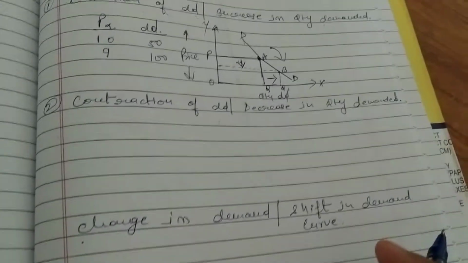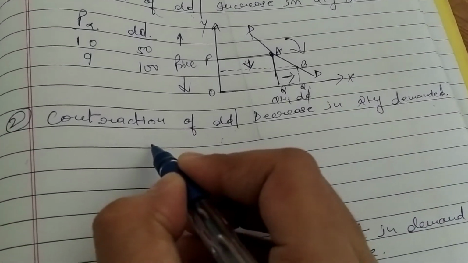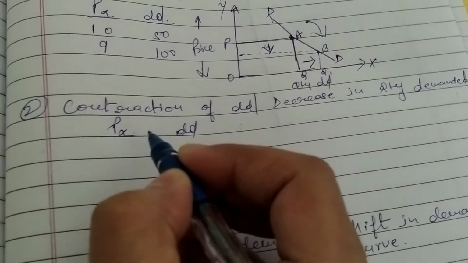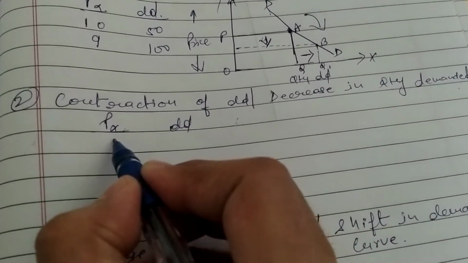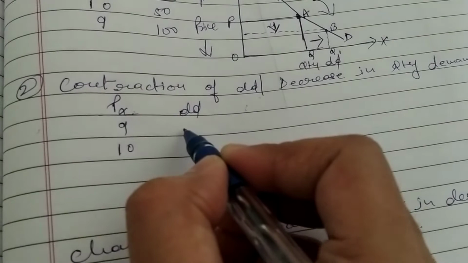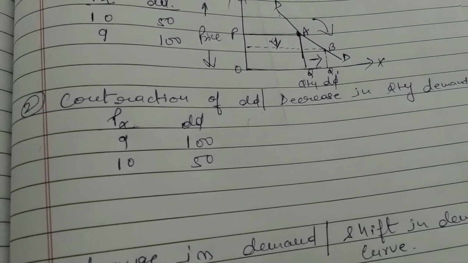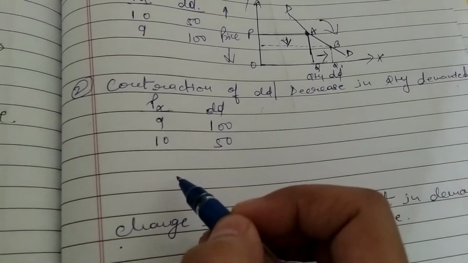Now the contraction of demand. Demand contracts when there is a rise in price. So when there is a rise in price, there is a contraction of demand. Demand falls when the price increases.